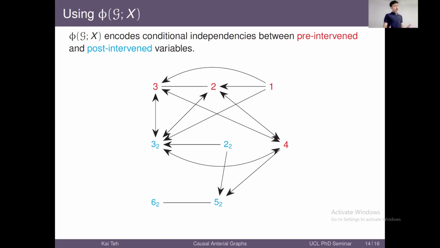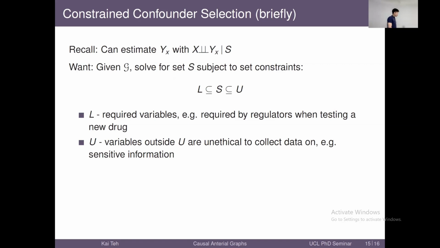So if I've convinced you so far that you can do this graphical magic on chain-connected ancestral graphs, next I'm going to talk about the second part of the talk, constrained confounder selection, albeit a bit briefly. Recall, why do we care about this conditional exchangeability? Well, because with this we can estimate the potential outcome. That's why we care about this.